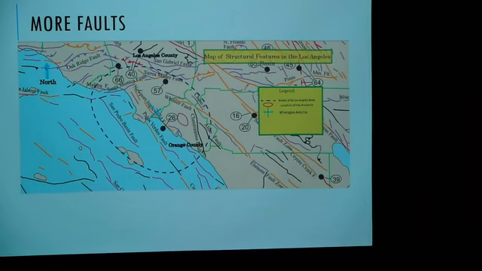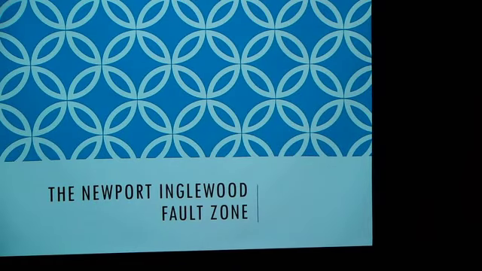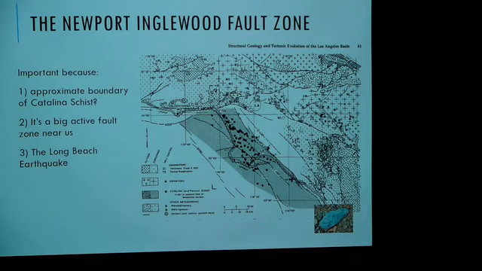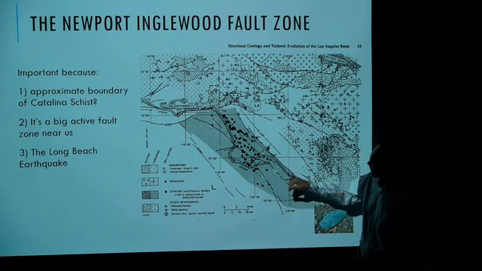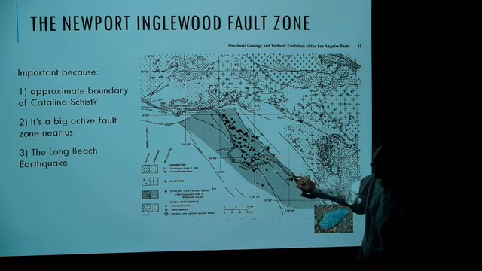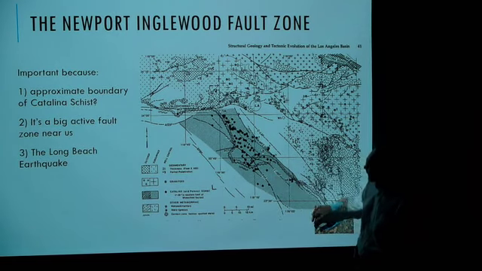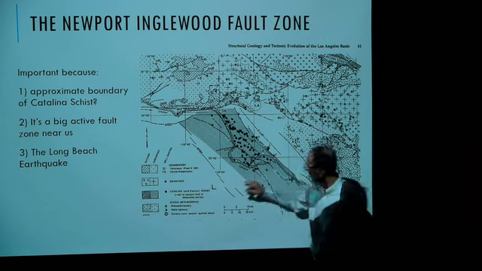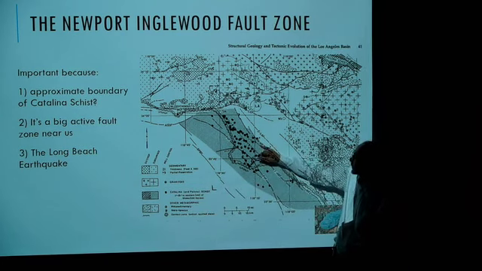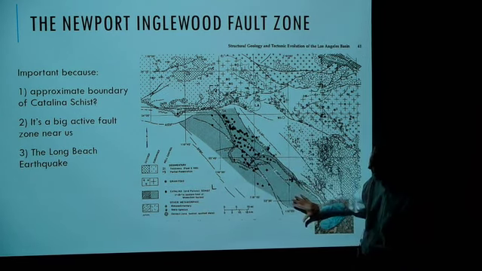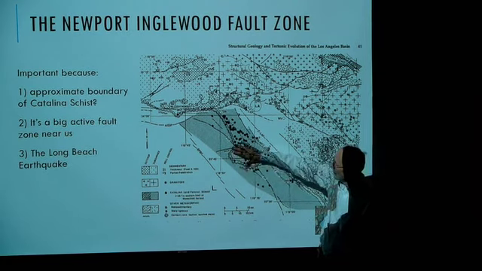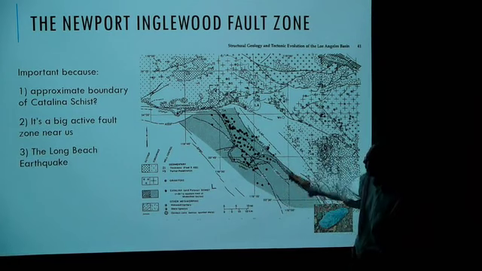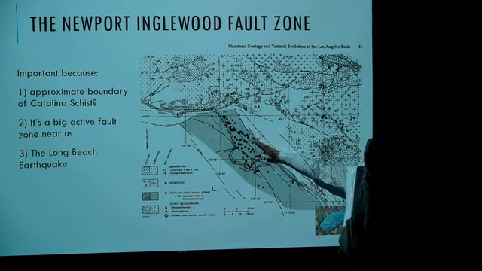All right. Okay, let's talk a little bit more about the Newport Inglewood Fault Zone. We talked about this a little bit. One of the papers that we discussed suggested that the end of the Catalina schist occurred at the Newport Inglewood Fault Zone. So they were saying that all that uplift of Catalina schist that occurs in Palos Verdes and on Catalina stops at the Newport Inglewood Fault Zone.